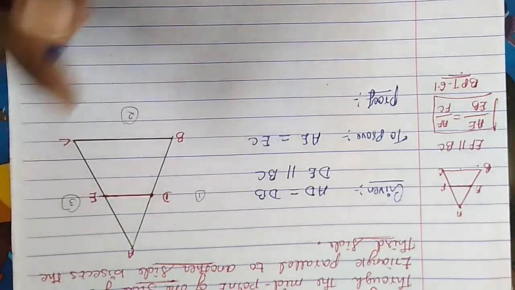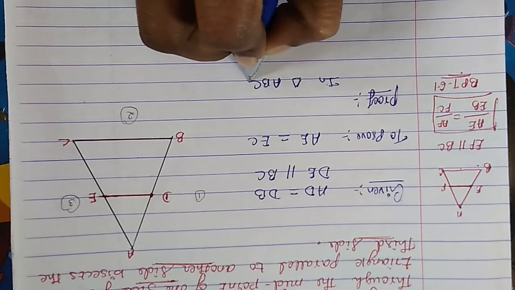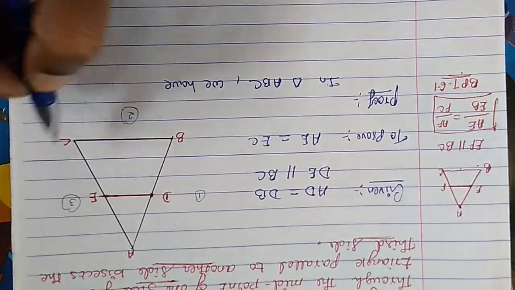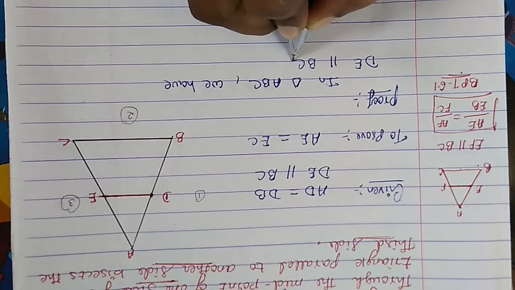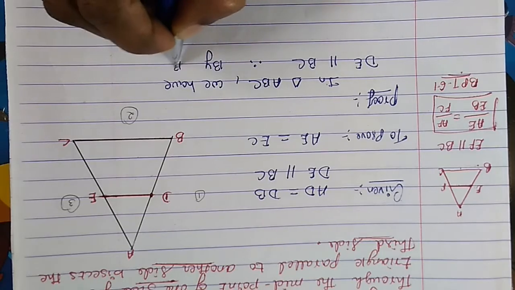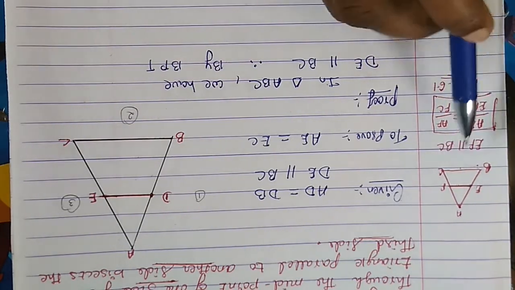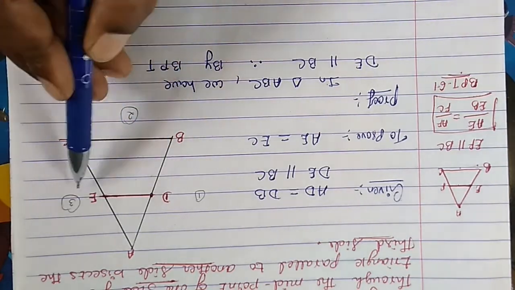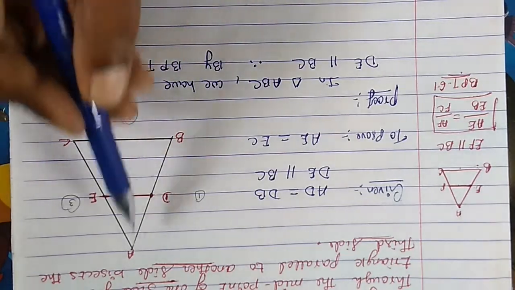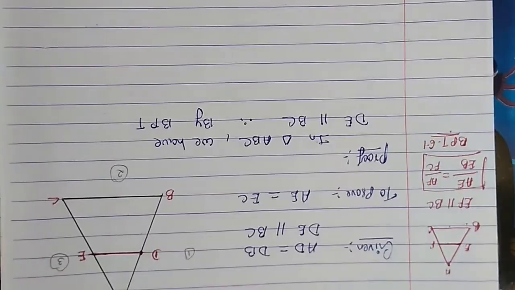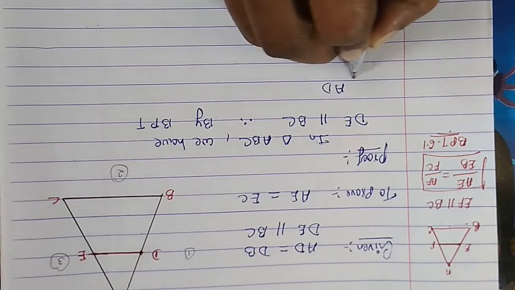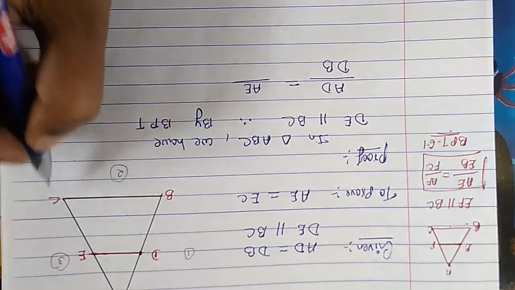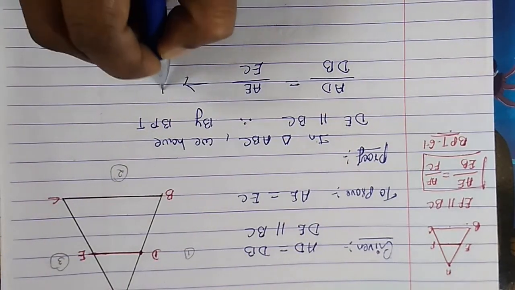Let's take triangle ABC. In triangle ABC, we have DE parallel to BC. Therefore, by the basic proportionality theorem, when a line is parallel, the other two sides' ratios will be equal. DE is parallel to BC, so this ratio will be equal. Let's write down: therefore AD upon DB will be equal to AE upon EC. Let's consider this as equation 1.